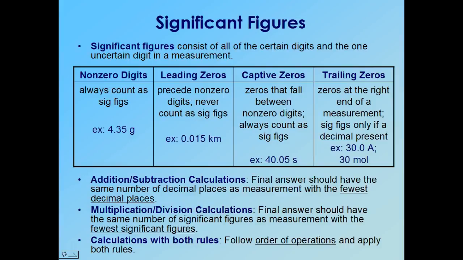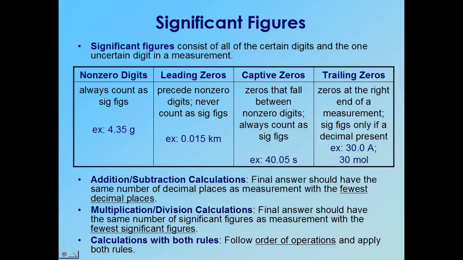So in 30.0 amperes, we have 2 zeros at the end of that measurement. We have a decimal between the 2 zeros. You could have more zeros follow the zero after the decimal. It doesn't matter. They would all be considered significant. So in this particular measurement, there are 3 sig figs.